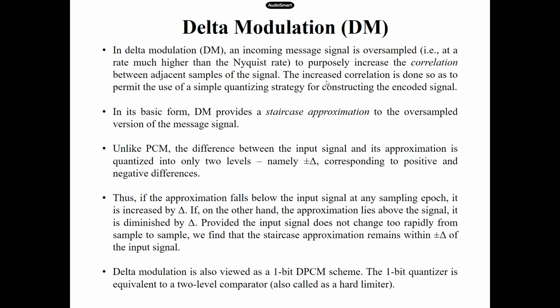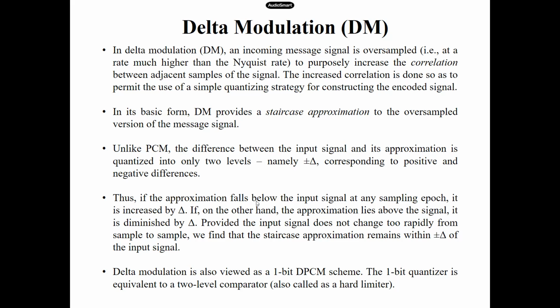The effect of this increased correlation is to permit the use of a simple quantizing strategy for constructing the encoded signal. In its basic form, DM provides a staircase approximation to the oversampled version of the message signal. Unlike PCM, the difference between the input signal and its approximation is quantized into two levels only, which is plus or minus delta, where delta is the quantization level corresponding to positive and negative differences.